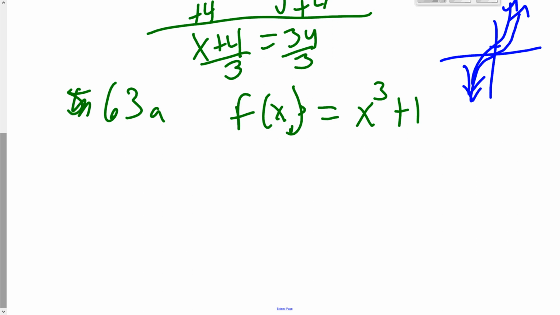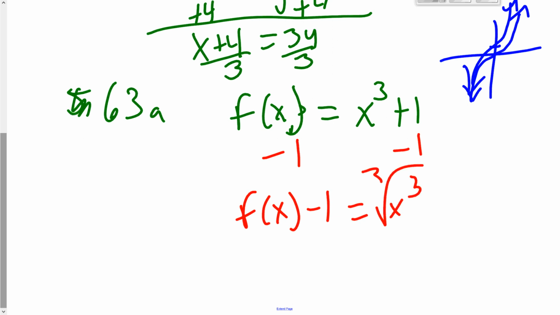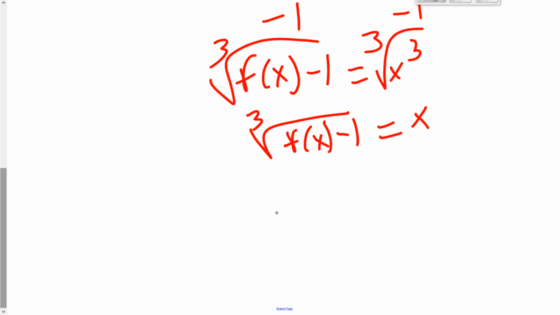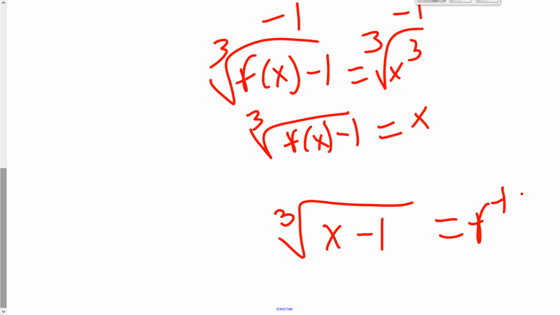So here, you exchange y for f of x and then switch your x and y, or you can just do the opposite and solve for x. So f of x minus 1 equals x cubed. Cube root both sides. So the cube root of f of x minus 1 equals x. Now switch f of x to x, just plain x. The cube root of x minus 1, and switch that x to f inverse of x. Done.